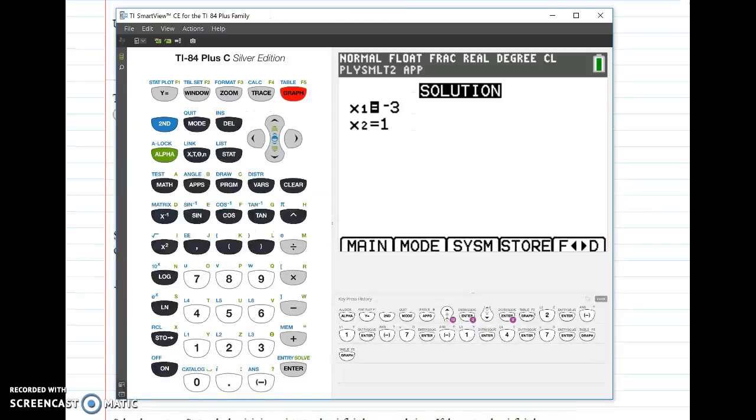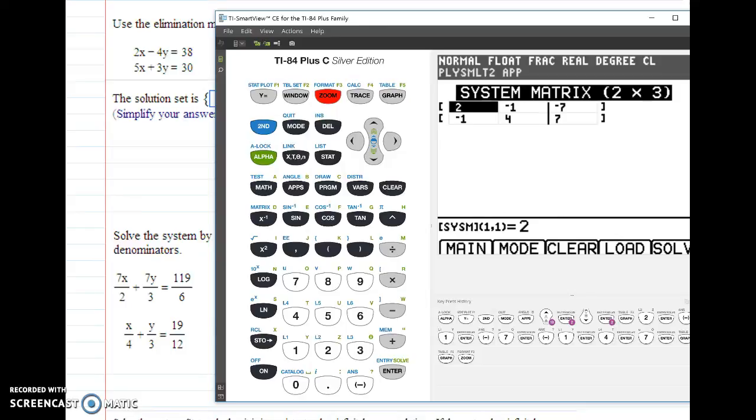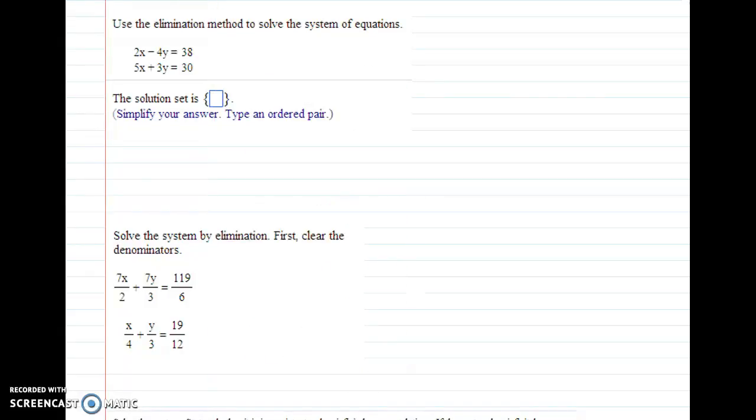And if you've already got Polysmelt open, the kind of cool thing you can do is see down here where it says System, which is the third button. So I'll hit Zoom. All I get to do then is retype in the coefficients, type in my new coefficients, because I'm still using the same size system, 2 equations, 2 unknowns. So 2, -4, 38, and 5, 3, 30. And so my answer then is 9, -5. Easy peasy, right?